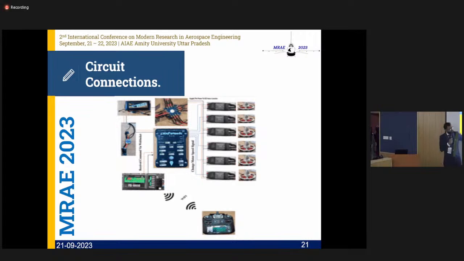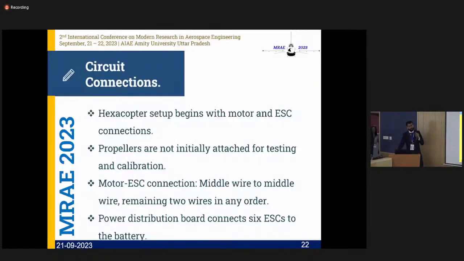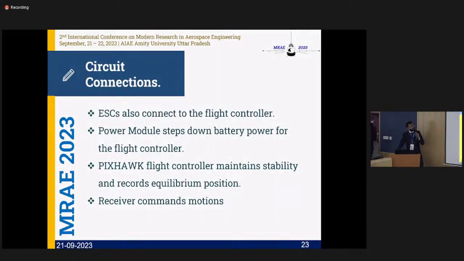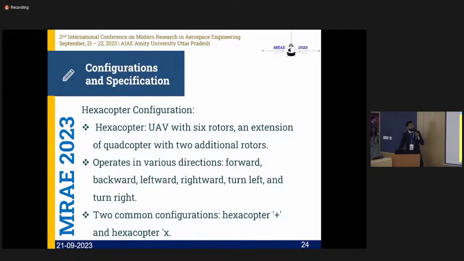My power module has the capacity to produce 22.4 volts as well as 5 volts. That is the purpose of the power module. So we have the receiver commanding all these ESCs. So this is all about the hexacopter configuration.